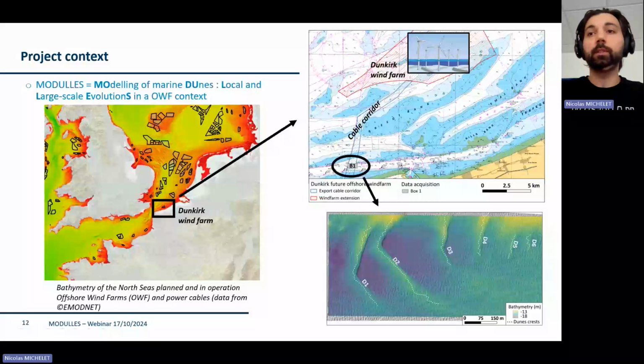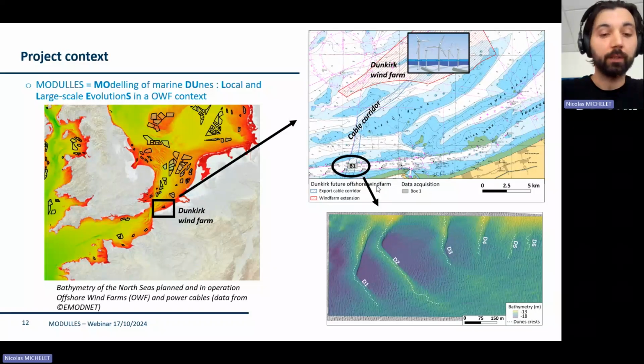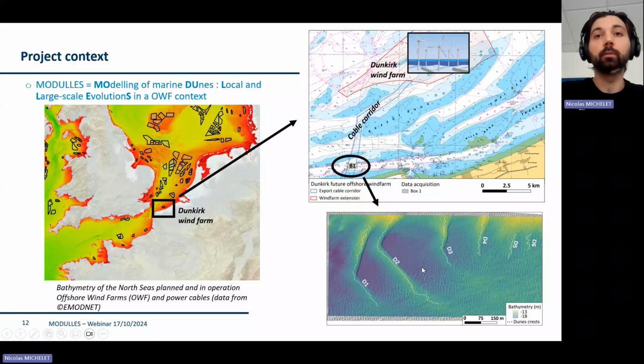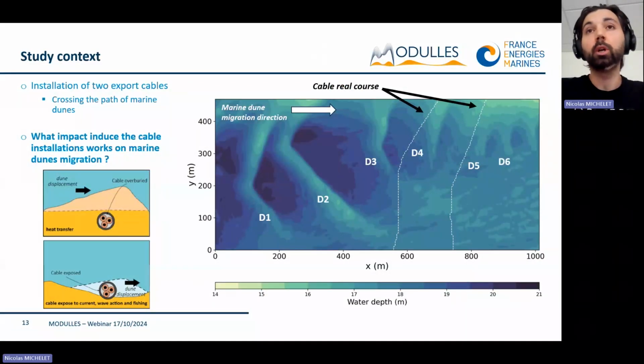For this study, I will focus on the small box you can see here. This box is located inside the cable corridor. And as you can see here, we have 6 large dunes across which the export cables for the Dunkirk wind farm will cross. So you can see here the real cable course of the 2 export cables of the Dunkirk wind farm. Real course for now, it could change in the future.